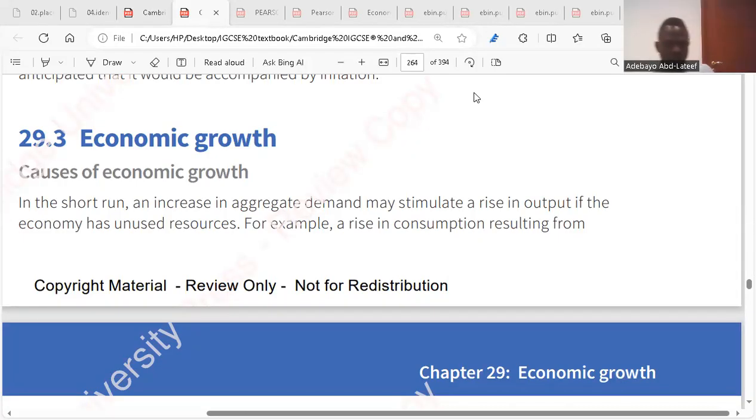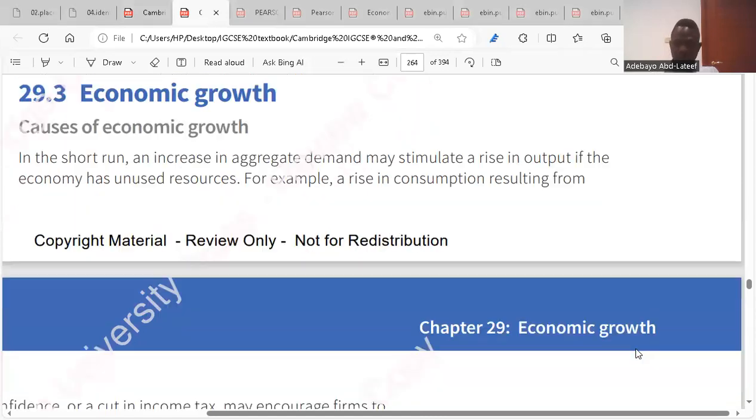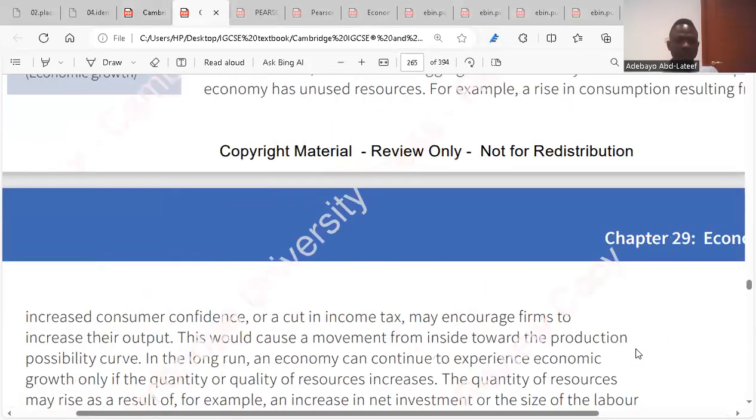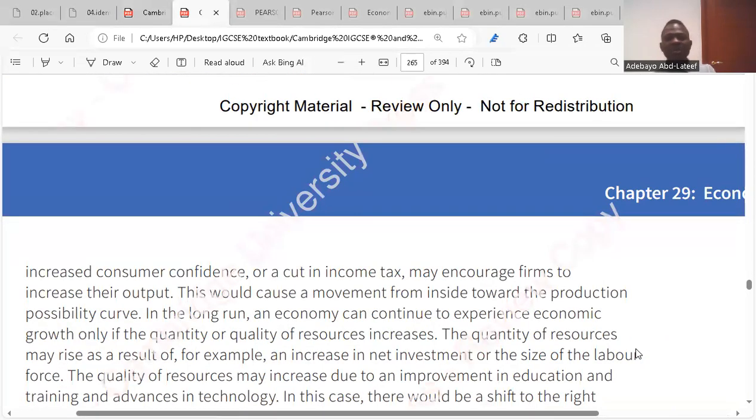We continue with economic growth. Causes of economic growth. In the short term, an increase in aggregate demand may stimulate a rise in output. If the economy has unused resources, for example, a rise in consumption resulting from increased consumer confidence or a cut in income tax may encourage firms to increase their output. This would cause a movement from inside towards the production possibility curve.